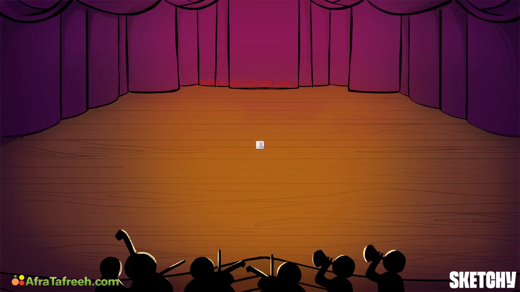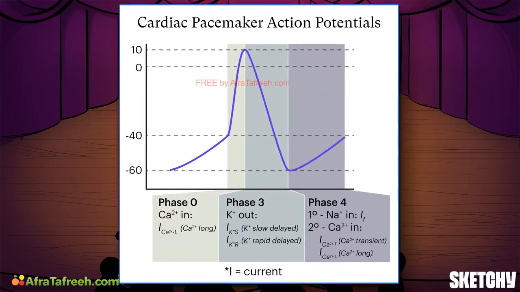The pacemaker action potential follows three specific phases with a typical electrical tracing. As you can guess, the movement of specific ions through specific ion channels results in voltage changes across the pacemaker cell, leading to slow depolarization, rapid depolarization, and repolarization to resting membrane potential.